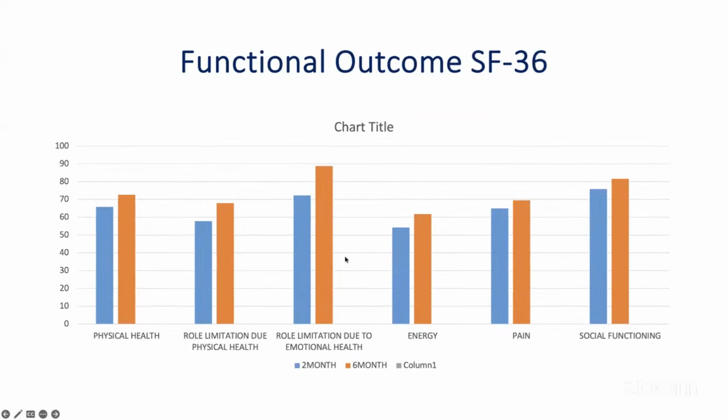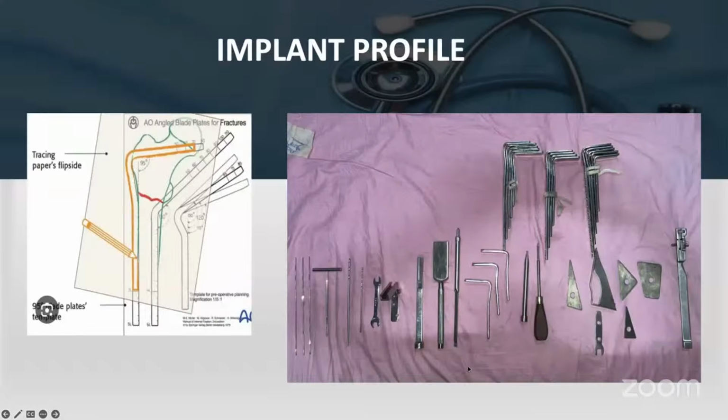The final functional outcome with the SF36 score also improved at 2 months as well as 6 months, like physical health, role limitation due to physical health, emotional health, energy, pain, and social function. All these parameters improved at the end of 6 months.